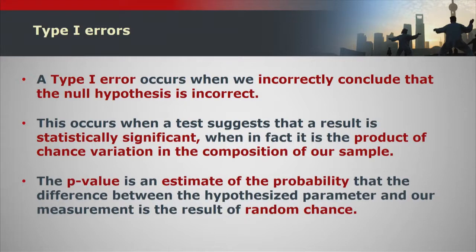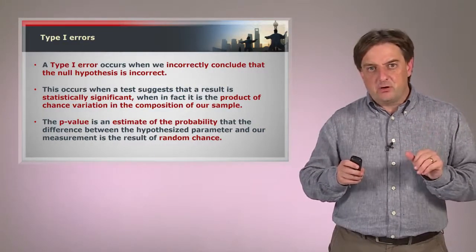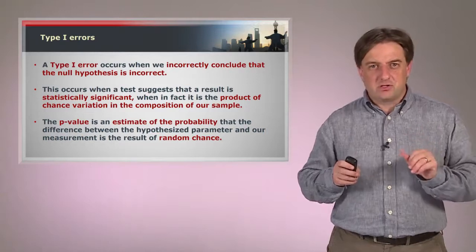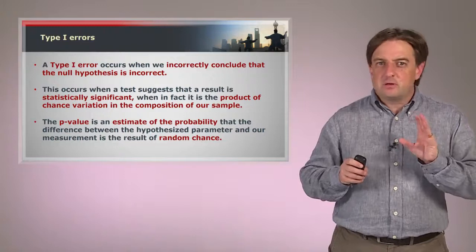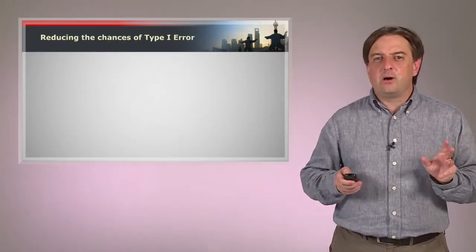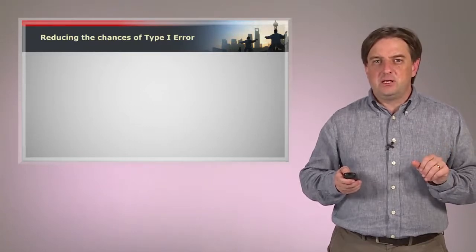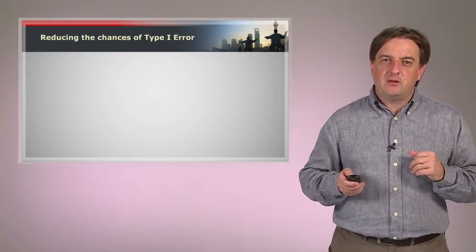Again, the p-value is an estimate of the probability of the difference between the hypothesized parameter and our observed measurement being the result of random chance. But again, a p-value is never completely zero. It's always non-zero, so there's always a chance that any result that we do observe could be produced by random chance.